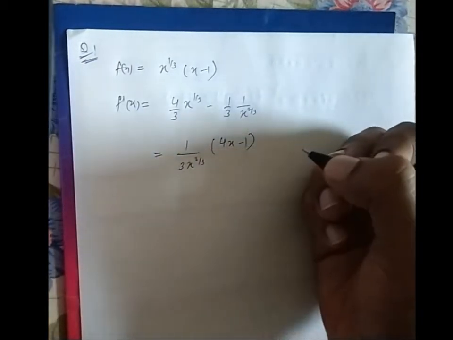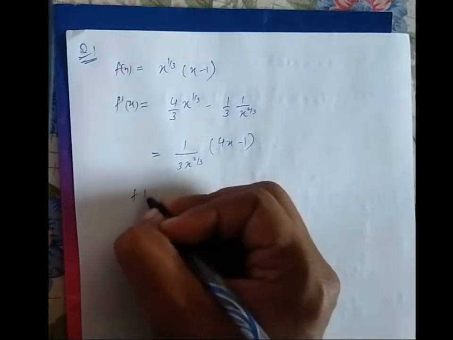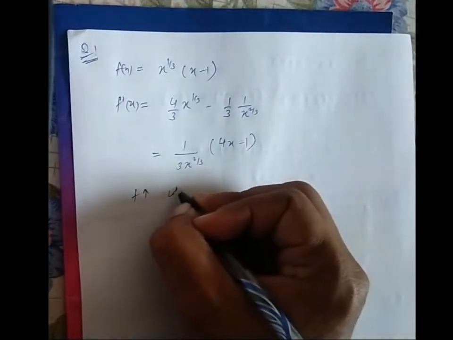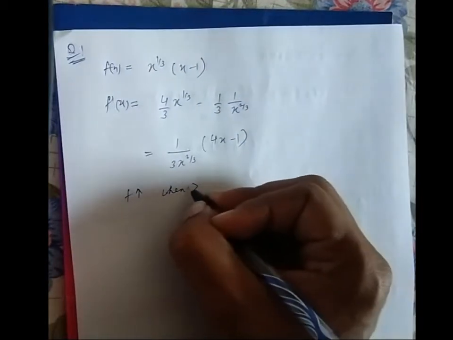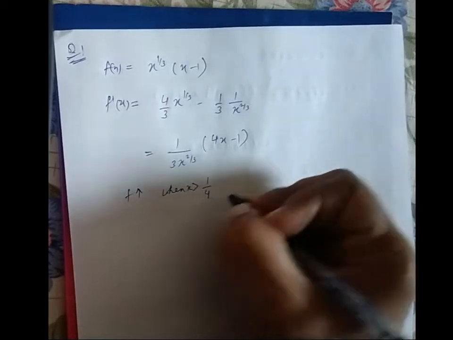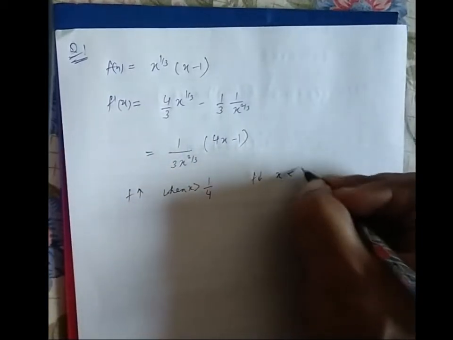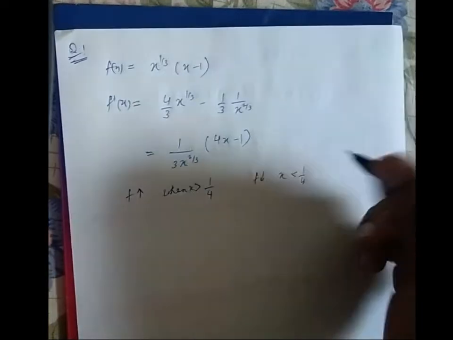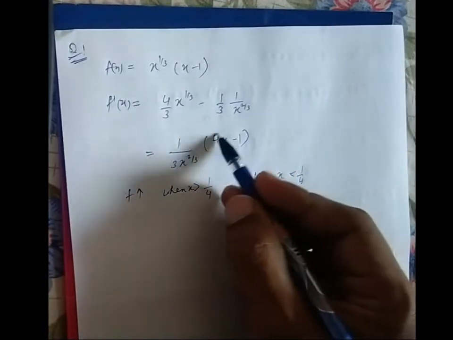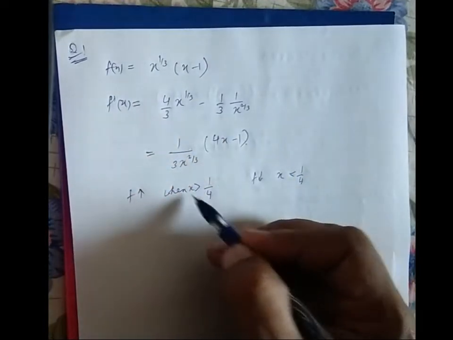4x minus 1. So we can see that f increases when x is greater than 1/4 and f decreases when x is less than 1/4. Since x^(2/3) is always positive, this is greater than 0 when x is greater than 1/4.